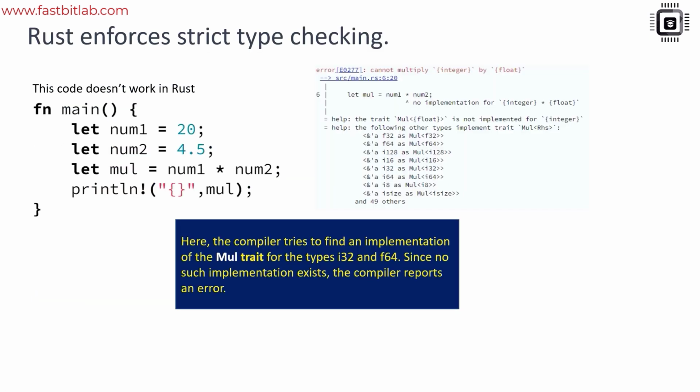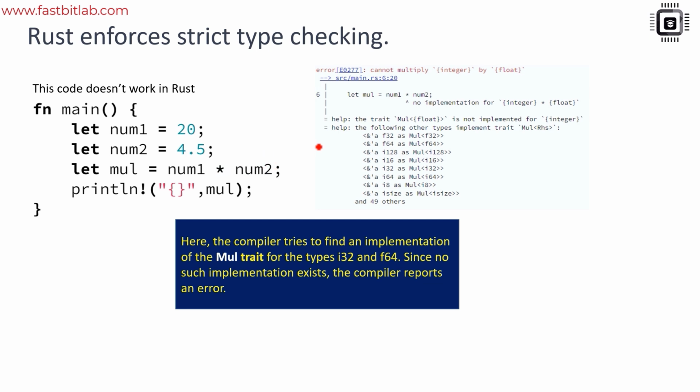So now Rust enforces strict type checking. Consider this example. Here there are a couple of variables. The num1 is an integer type variable and num2 is a floating point value. And you cannot multiply an integer type value with a floating point type variable or value. It is not possible in Rust.